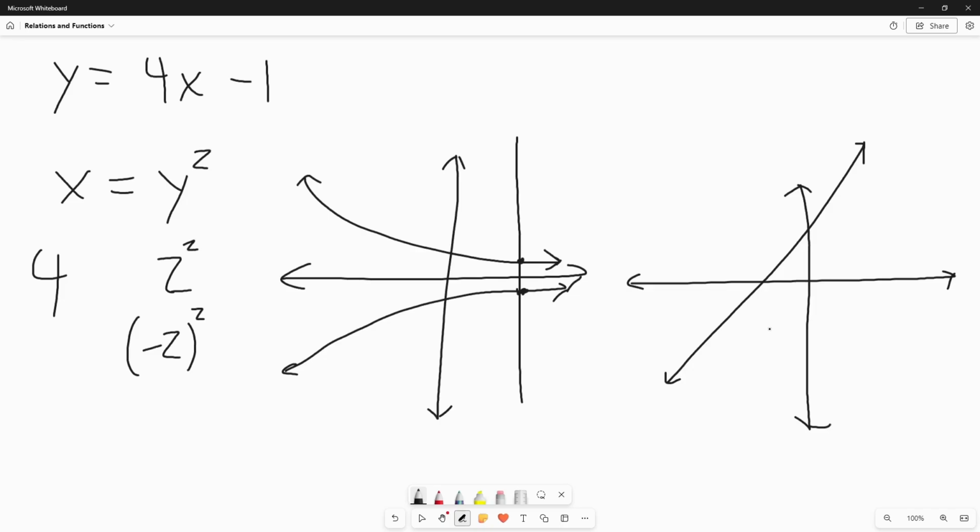However, for the second graph, no matter where we draw the vertical line, it's only going to touch the graph once. So if we draw the line here, it only touches it once, and there's no place where it can touch it twice, so this graph is a function.